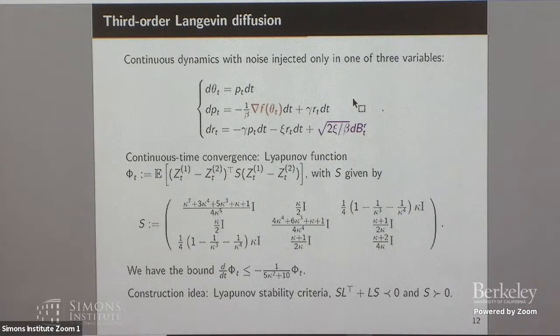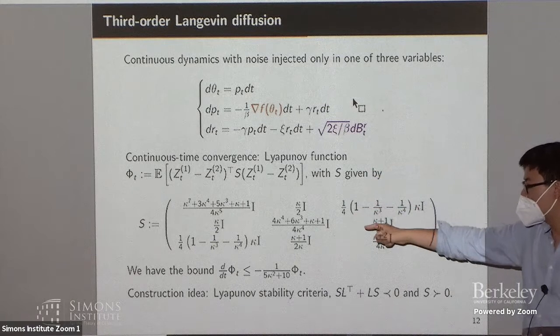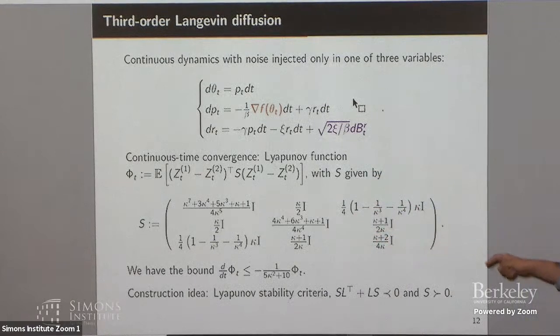And of course, if we construct such a process, the first thing we should do is to verify that this thing actually converges exponentially fast. And fortunately, this is true. The way we do that is, recall that for underdamped Langevin diffusion, we can construct the Lyapunov function and show that the Lyapunov function is exponentially decaying. We do the same thing for the high order Langevin diffusion, and it gives you a little bit more complicated Lyapunov function.